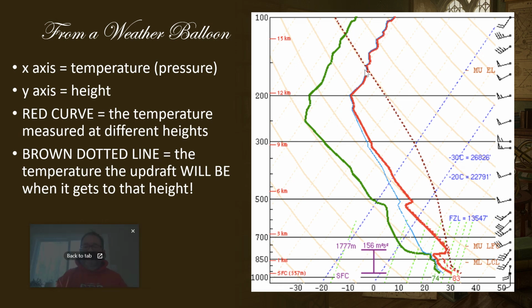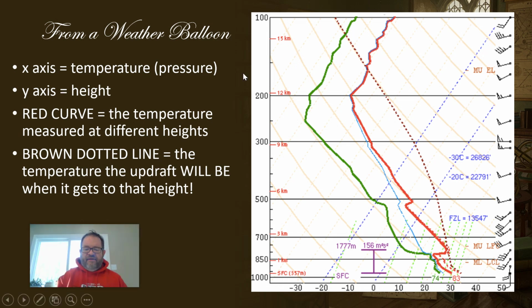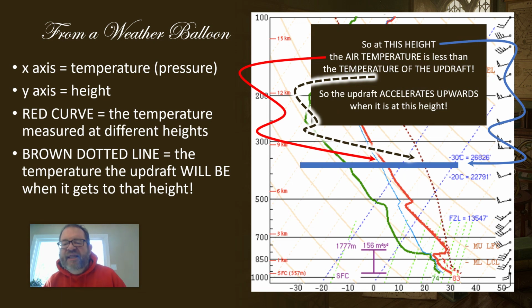Okay, so in other words, hold on just a second, there we go. Take a look at this. And let's just focus on that height I have highlighted there in blue. At that height, there's that blue line right there. My air temperature, which is that red curve, is to the left of the temperature of the updraft, which is that brown dotted line. At that height, the temperature of the updraft is greater than the temperature of the air around it. So the updraft is warmer than the air around it.